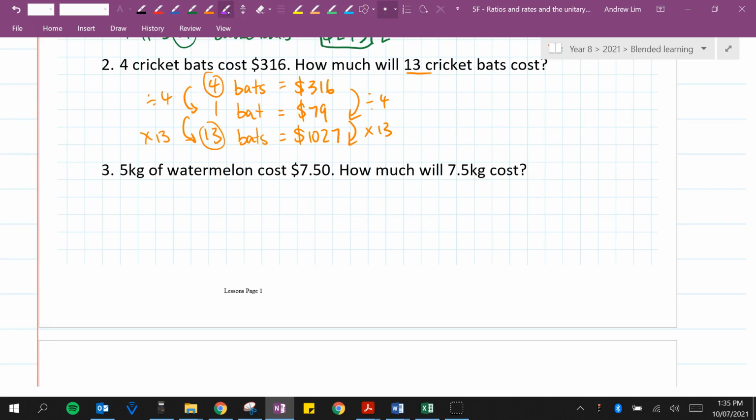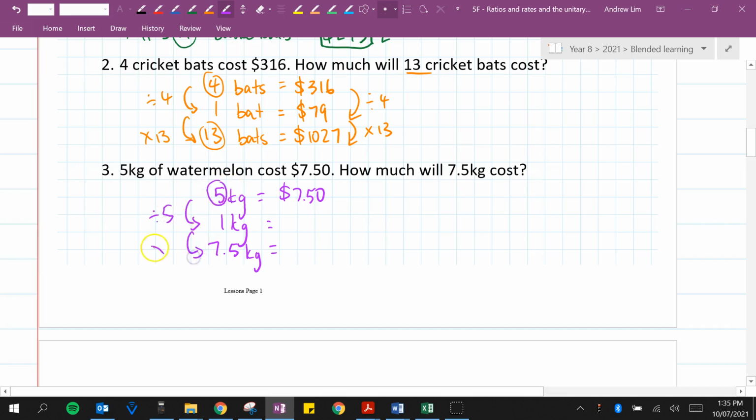Okay, question 3, we've got 5 kilograms for $7.50. We want to find 1 kilogram, and then we can find out what 7.5 kilograms cost. So I'm going to divide by the top number, and then I'm going to times by the bottom number. So I'm going to take my $7.50, divide it by 5, and then times it by 7.5.